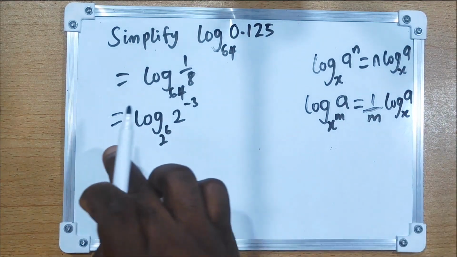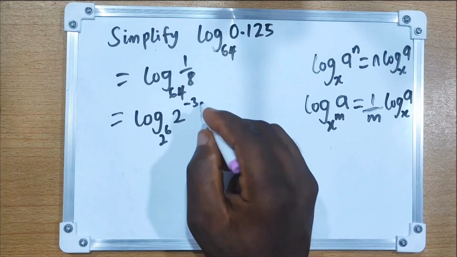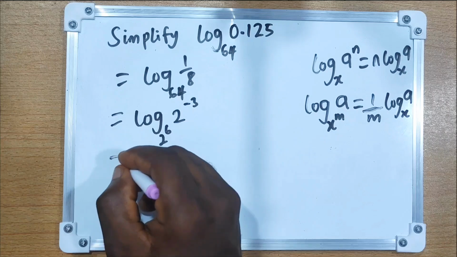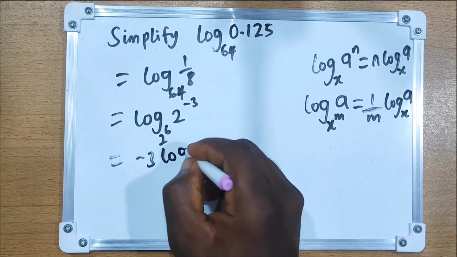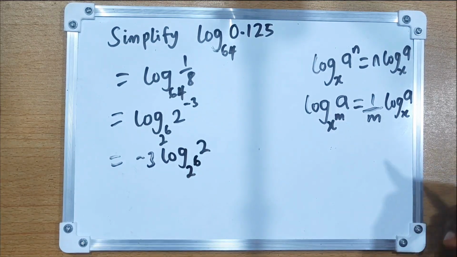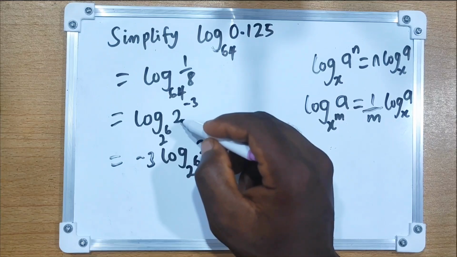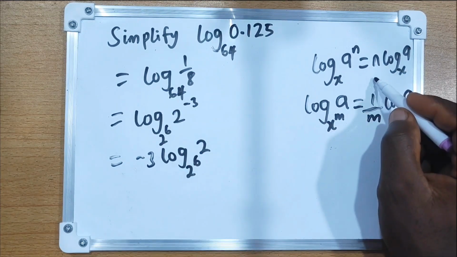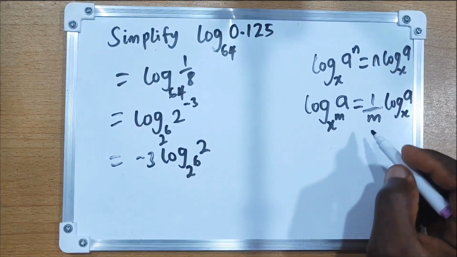Now, how do I apply this here? I can start with the number, that means 2 raised to the power minus 3. So according to the first law I have written, it's going to be minus 3 log 2, then 2 raised to the power 6. So what I've done is I brought the power of the number behind according to this law right here. Now, but I still have a power of the base. So how do I do that?